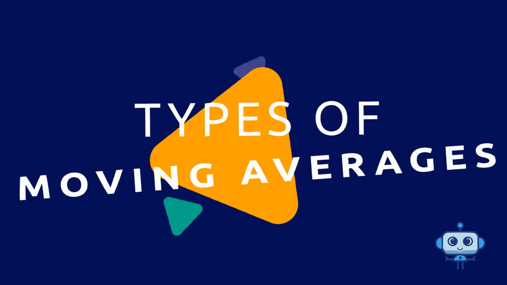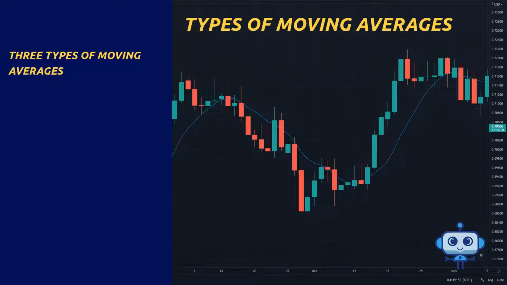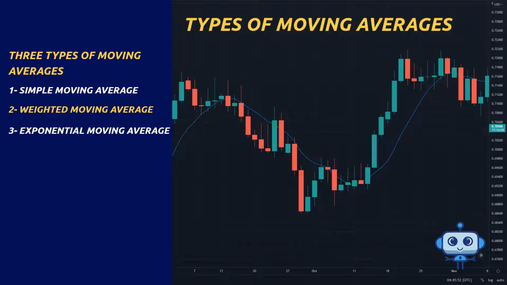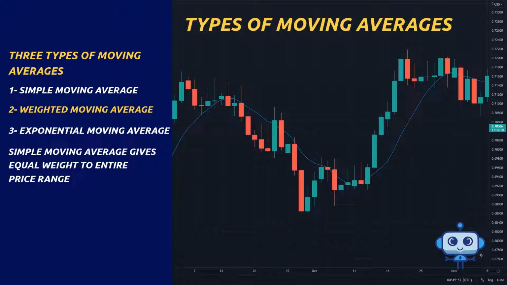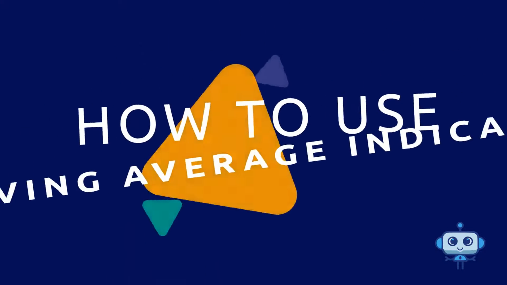Types of moving averages. There are mainly three types of moving averages: the simple moving average, weighted moving average, and exponential moving average. The difference between these moving averages is the sensitivity they show to the price fluctuations. The simple moving average gives equal weight to the entire price range in a particular period, while the weighted and exponential moving averages give more weight to the recent price action. This makes them more sensitive to the recent price action, and it produces more signals compared to the simple moving average.